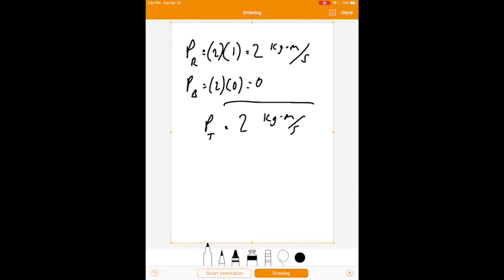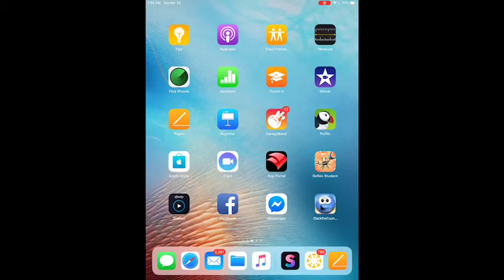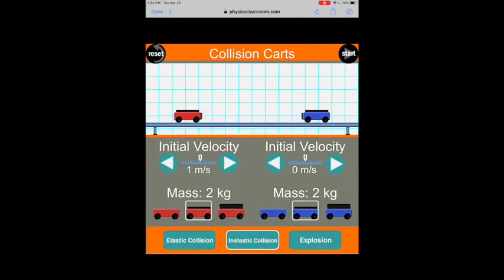Now, let's figure out what's going to happen. So we've gotten everything filled out in the table with the exception of the velocity of the red and blue after the collision. Now, in an inelastic collision, they're actually going to stick together and move off together as one big old lump. And so let's go ahead and just let it happen and see what happens.